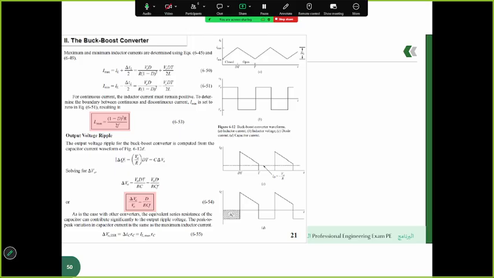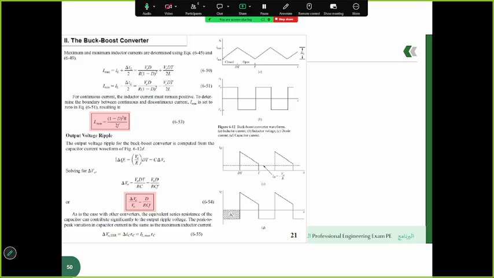The latter half of the slide explains the output voltage ripple. The ripple is the small fluctuation in the DC output voltage and is caused by the charging and discharging of the output capacitor. So the analysis uses the principle of capacitor charge balance to derive a formula for the voltage ripple, or delta VO. The slide also highlights the practical consideration of the capacitor's equivalent series resistance, or ESR, which can contribute significantly to the output voltage ripple.